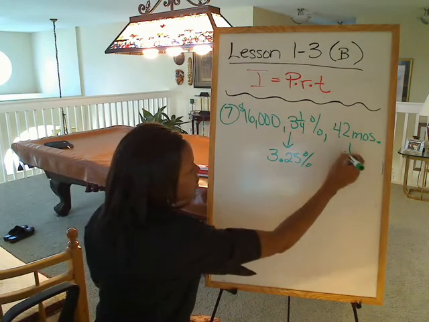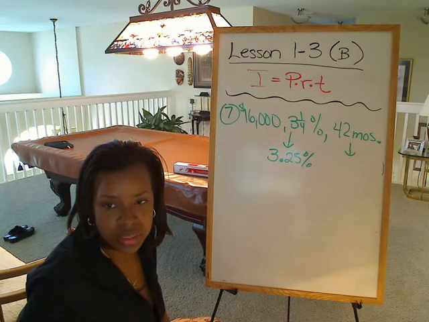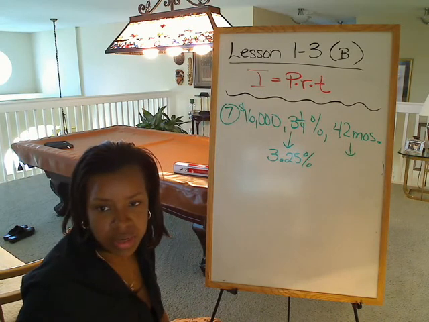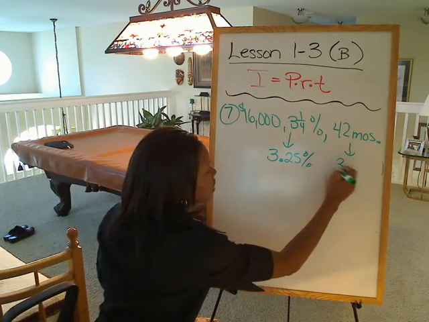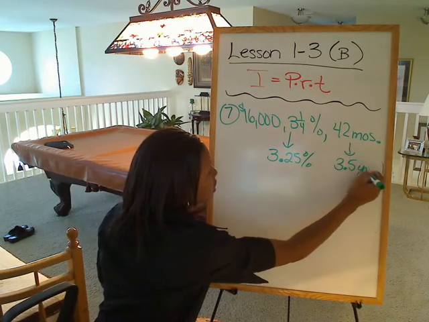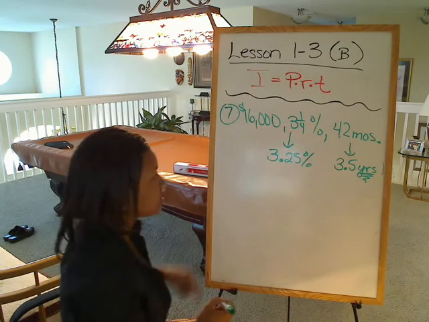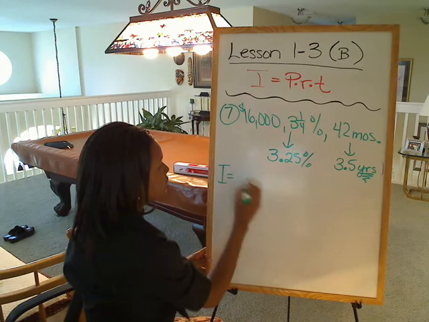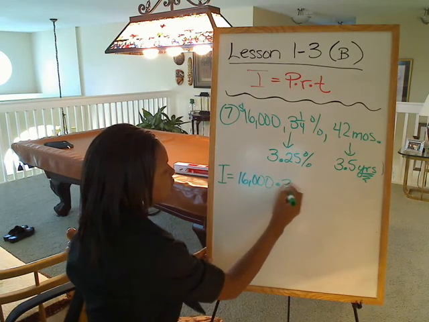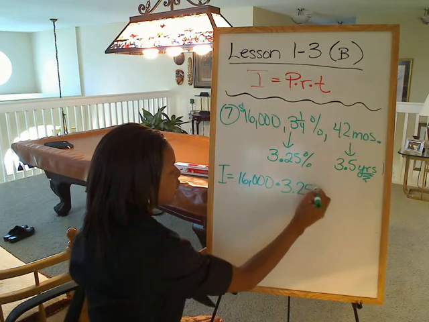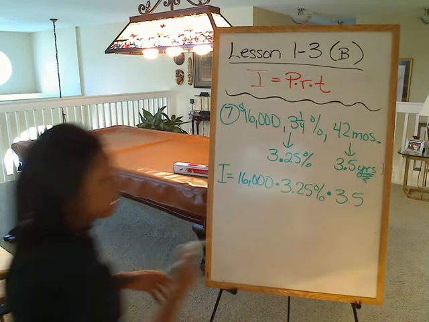And 42 months, how many years is that? Well, easiest way to do it, there's 12 months in a year, so 42 divided by 12, 3.5. That's how many years. And we always need it in years. Important. Months will not do. Have to have years. So the interest comes out to be 16,000 times 3.25% times 3.5.